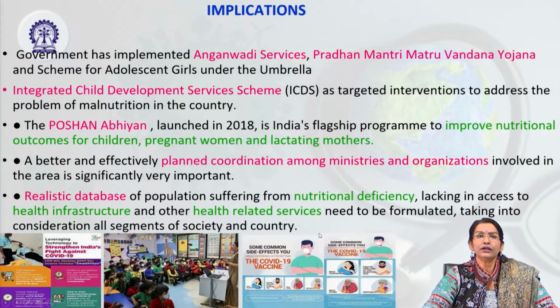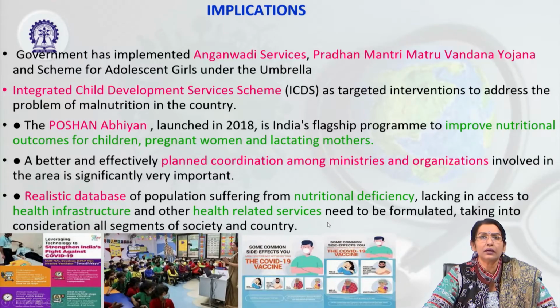So, here are the implications of all these COVID-19 cases, like all the Anganwadis. Government has already implemented the Anganwadis, Pradhan Mantri Matru Vandana Yojana, that is the maternal care scheme, then integrated ICDS schemes, then Poshan, that is food security, or Poshan Abhiyan, etc. Better and effective planned coordination among all the ministries, states, center, and different organizations working on this would be very, very important for us to move forward.